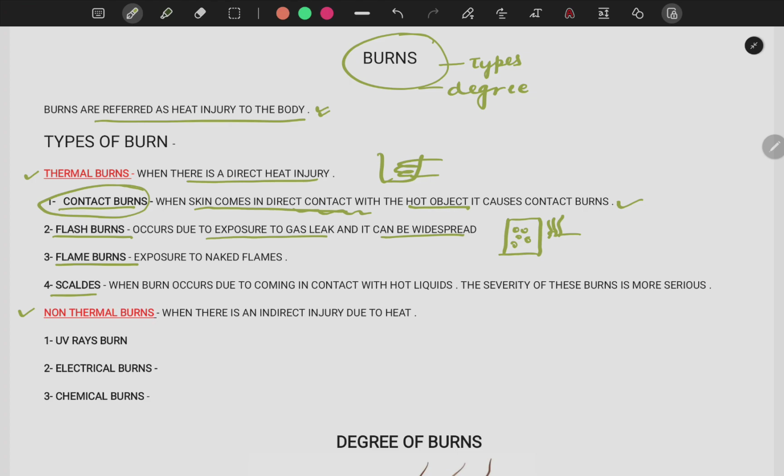Next is a flame burn. The name itself is telling you that it is exposure to naked flames, for example while you're working with a Bunsen burner. Next is scalds. Now scalds are something different. This is when your skin comes in direct contact with a hot liquid. The severity of a scald is going to be much more serious than any other type of thermal injury.